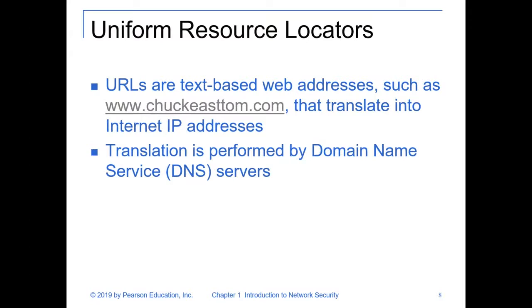URLs are text-based web addresses. As we see here, chuckeastham.com, the author of the book, is going to translate to an IP address. You can use the IP address or you can use the URL to access a website. The translation is performed by the domain name service. It is a lot easier to remember google.com than it would be to remember the IP address.